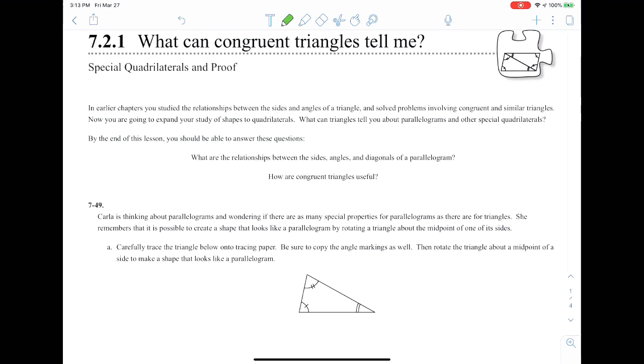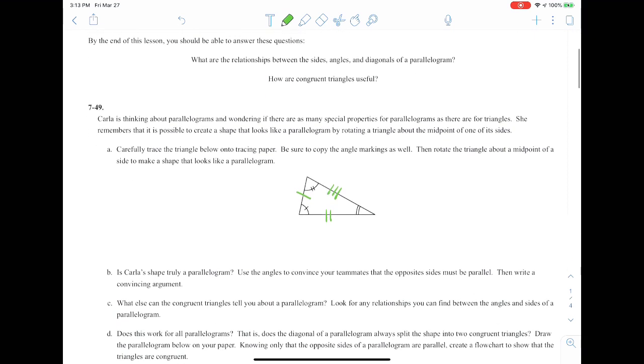So as you read, they asked us to trace this triangle and include the angle markings when we trace it. I'm going to have you also add what we call tick marks. 1 there, 2 there, and 3 there. Include that on your traced triangle as well, and then rotate it, and let's see what kind of parallelogram we get. Once you do so, you should get something like this.